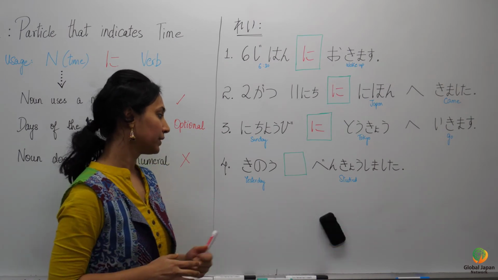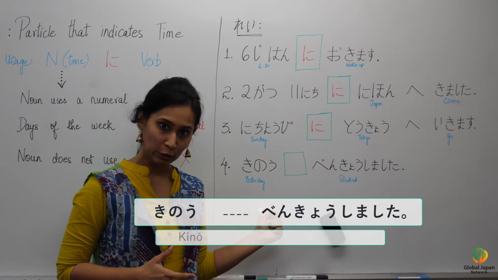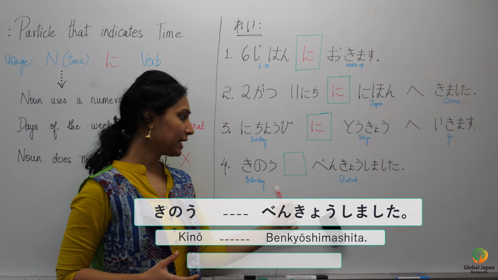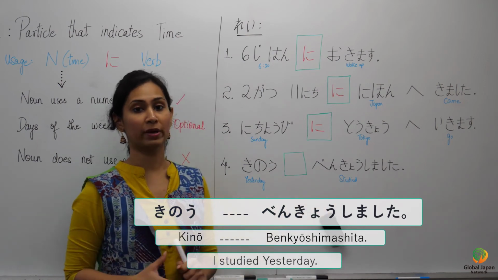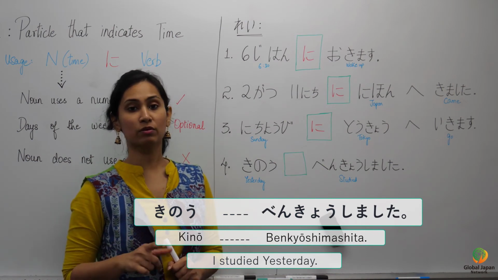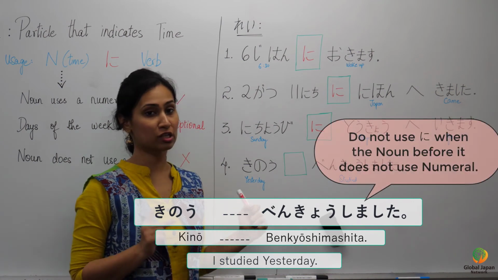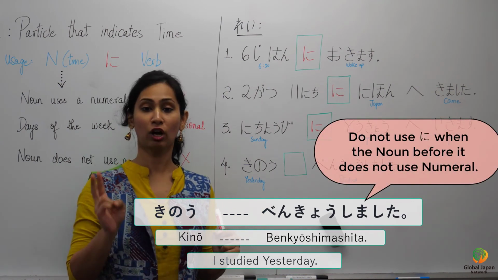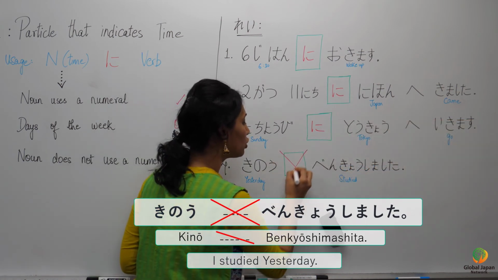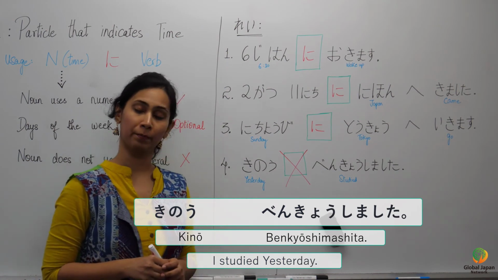Fourth example. Kinno benkyou shimashita. Kinno is yesterday. Benkyou shimashita is the past tense of benkyou shimasu. So studied. Should we use the particle ni or not? Kinno does not use a numeral. It's not days of the week either. So the usage of particle ni should not be there here. The sentence would read as Kinno benkyou shimashita.